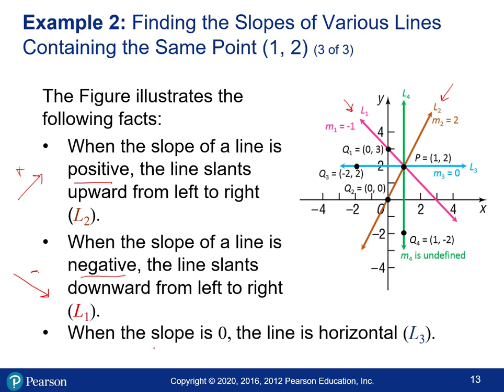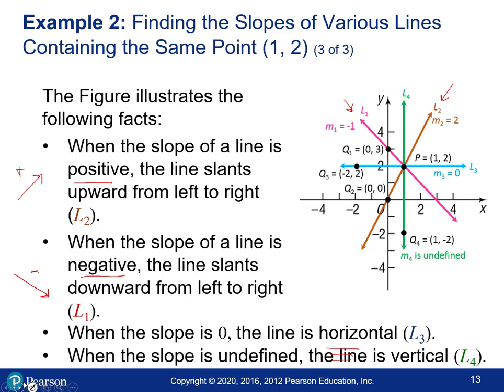And then slope of 0 is always, always, always a horizontal line. So anytime you see a slope of 0, it just means your line is horizontal. And then we talked about this last one. Your slope is undefined, so your line is vertical every time.